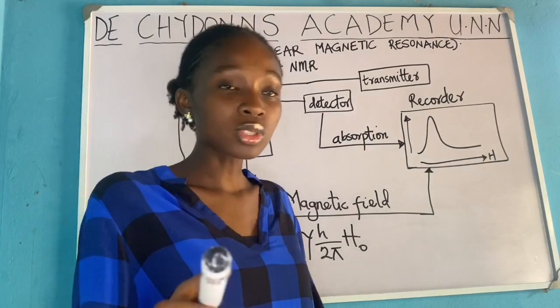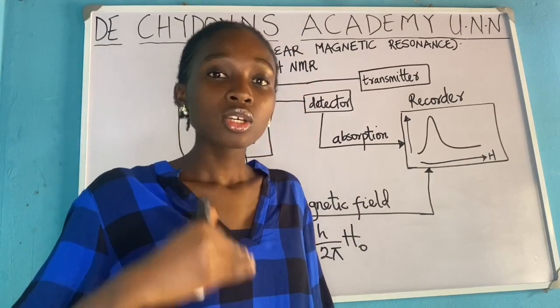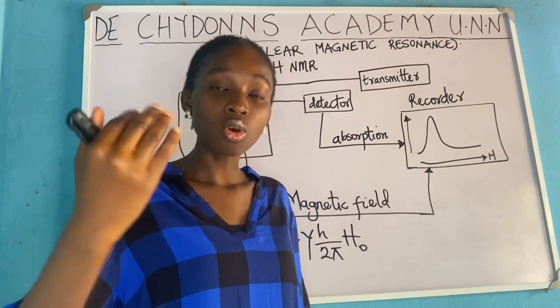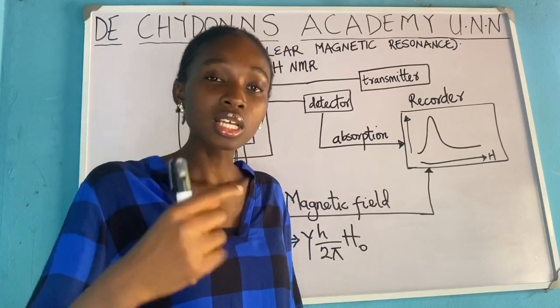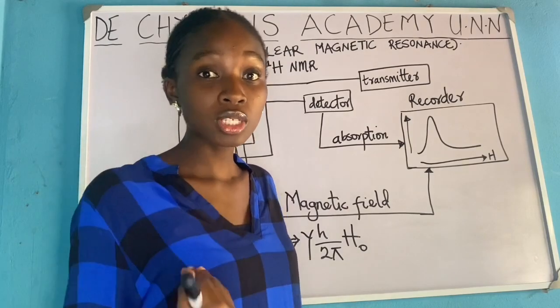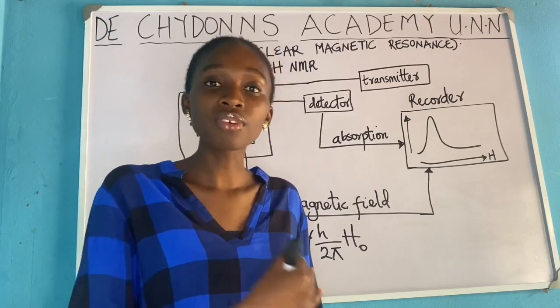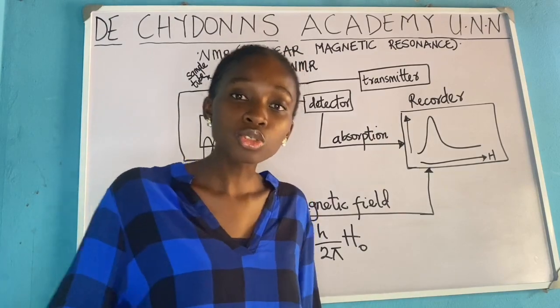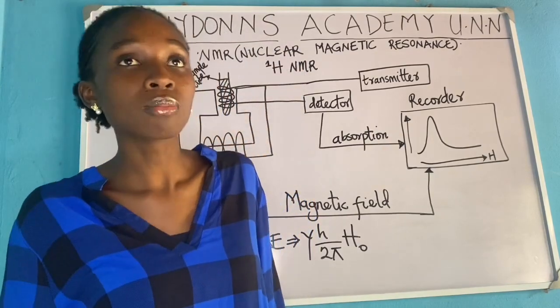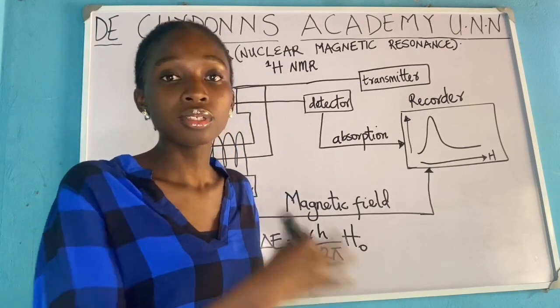So there's a relationship between the H naught, which is the magnetic field, and your frequency. As your magnetic field increases, your frequency also increases. So they are in a directly proportional relationship. Do you guys understand it? If you increase your magnetic field from 5 to 10, likewise the frequency should also increase from the initial number to a higher number. So with this, we can leverage that and carry out the NMR techniques.